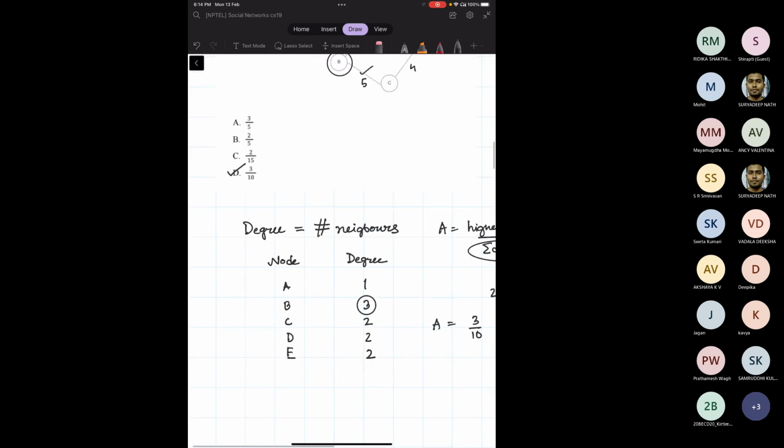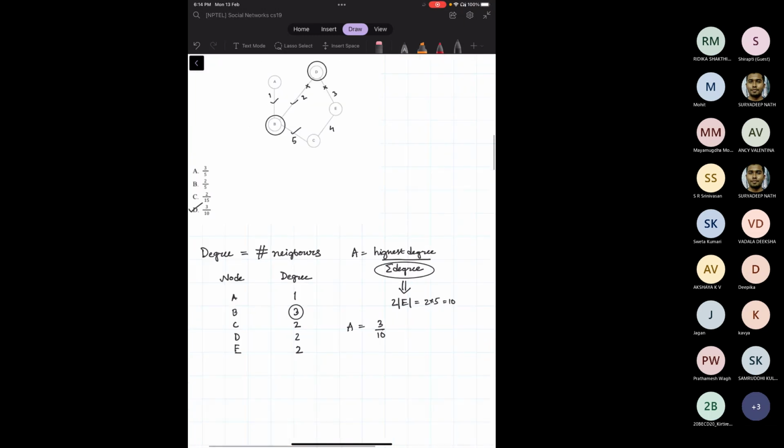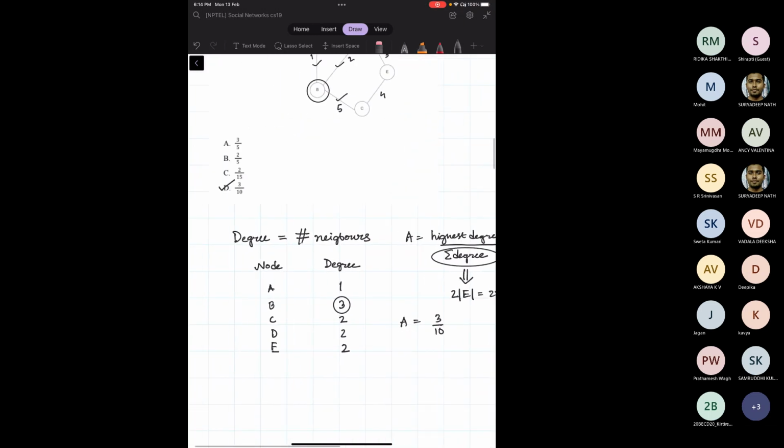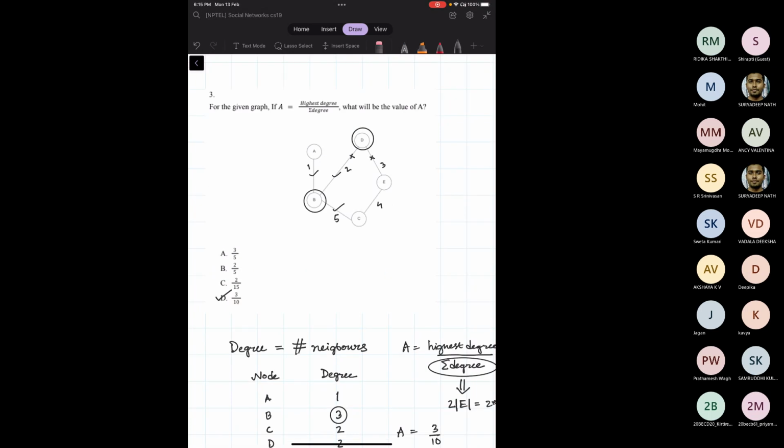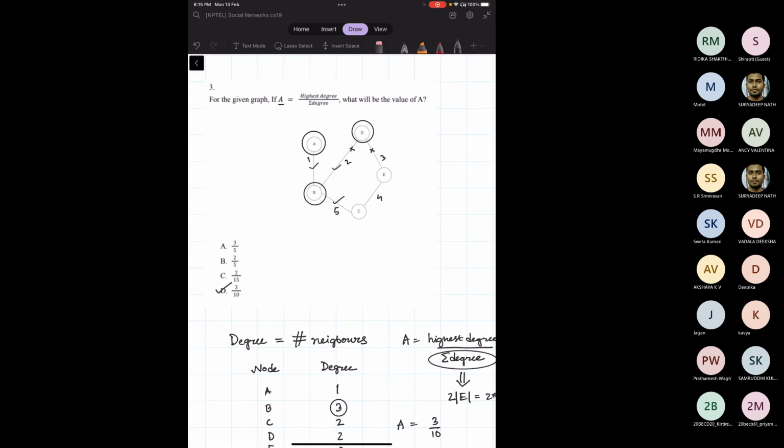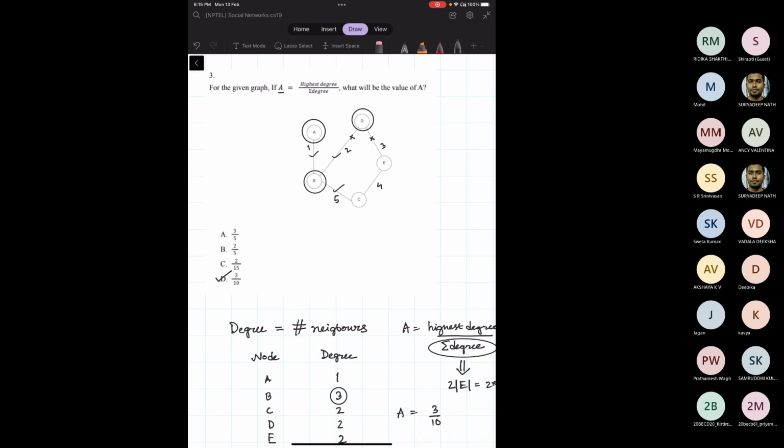Is this clear? If any doubt, you can ask now, or maybe we can answer at the end. So how is the highest degree of A 3? There's a problem with this question. This A and this A are different, so don't confuse them. A is a variable, which is the ratio of highest degree by sum of degree. And this A is a node in the graph.